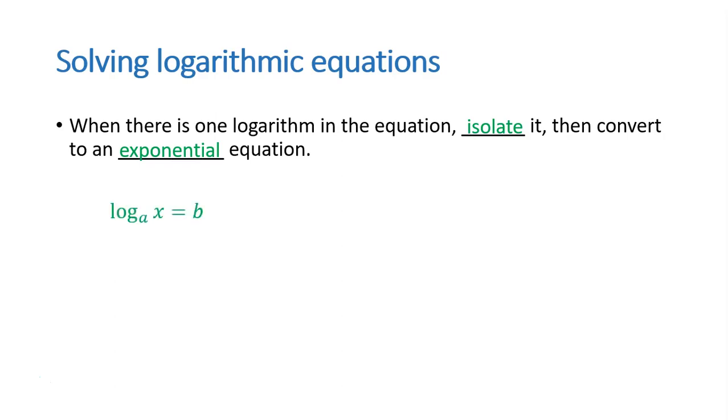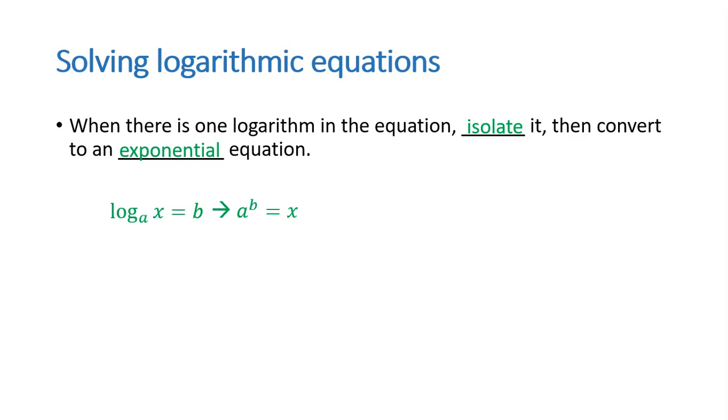So if we have log base a of x is equal to b, we've got one logarithm by itself, and we want to convert this to an exponential. Remember, our rule for converting from a logarithmic equation to an exponential equation is the base of the logarithm becomes the base of the exponential, and then the other two numbers switch places across the equal sign. So in exponential form, this equation would be a to the b power is equal to x.